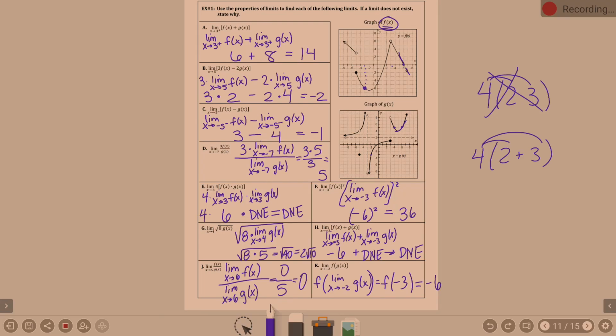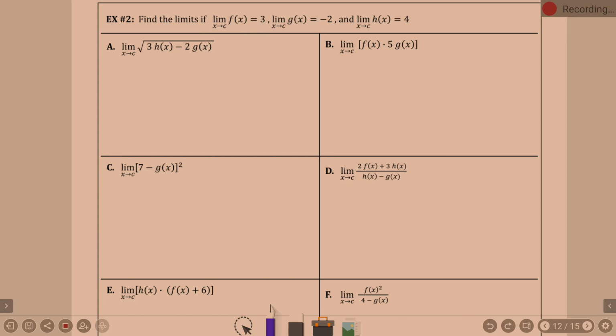But as I look at this, it doesn't look like it, but we're doing the exact same thing we just did. The difference is these are actually going to be easier. We don't have graphs to look at. What do they tell us in the directions? They just give us the number. When x approaches c on f, it's 3. On g, it's -2. On h, it's 4.